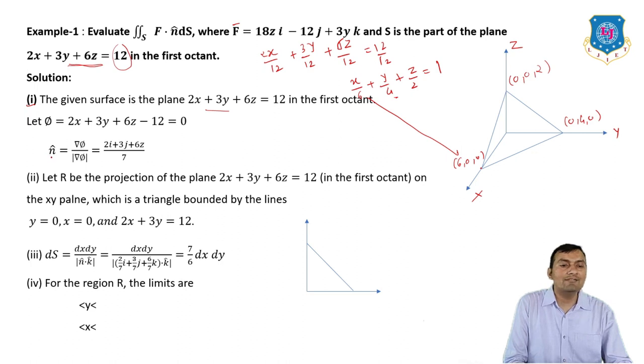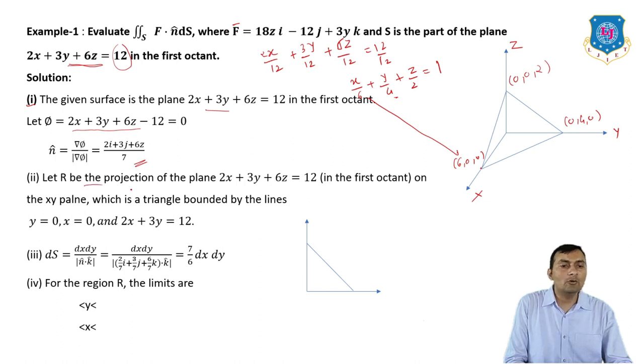From this we can find the unit vector n cap equal to grad phi divided by mod of grad phi. But grad phi is what? Del phi by del x i plus del phi by del y j plus del phi by del z k. So from this we get 2i plus 3j plus 6k divided by its length, which is the square root of 4 plus 9 plus 36, that is the square root of 49, which is 7. So this is the unit vector.